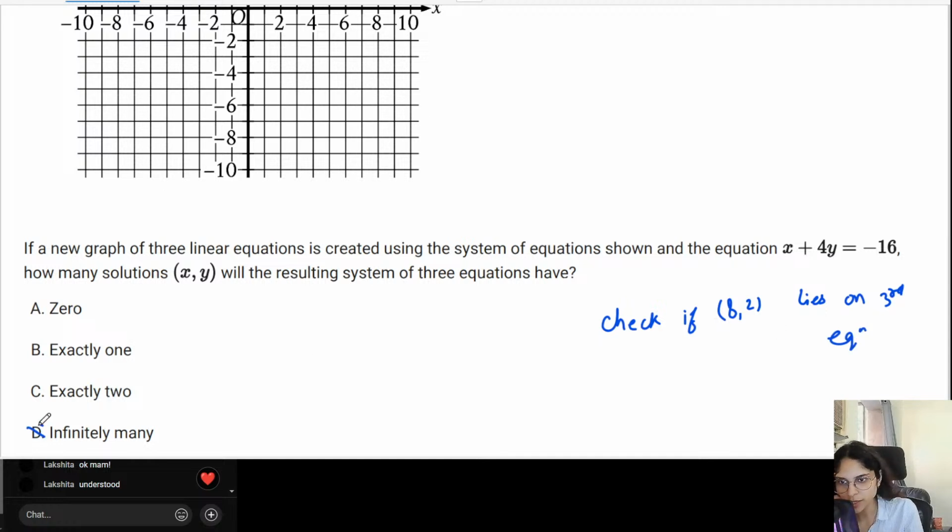There is not any possibility of infinity when you are exactly 2. There's only 2 possibilities, 0 or exactly 1. If they're meeting, all 3 of them are meeting at that point, then it's exactly 1. If it's meeting somewhere else, then all 3 are not meeting at any point. Okay? So that is why we have to see if this point lies on the third equation. If yes, then there will be exactly 1. Otherwise, it will be 0. So 8 plus 4 times 2. 8 plus 8 is 16. It is not negative 16. So no solution. 0 is your answer.